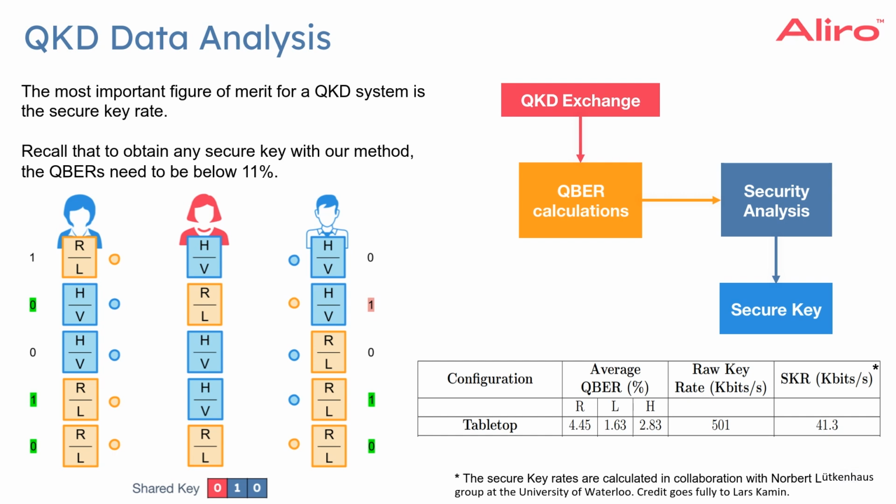After you do these calculations, you need to actually put your key through security analysis. For example, you need to do error correction and privacy amplification to get an actual secure key that can be used by Alice and Bob. We don't do this on our side. The security analysis is actually done by Norbert Lütkenhaus's group at the University of Waterloo. They essentially spearheaded it; they're the world leaders in doing security analysis. Specifically, Lars Kamin was able to generate a model specifically for our system to do security analysis and get a secure key out of our system. And they did this, and we were actually able to get a secure key that is 41.3 kilobits per second on our tabletop experiment. So it works.